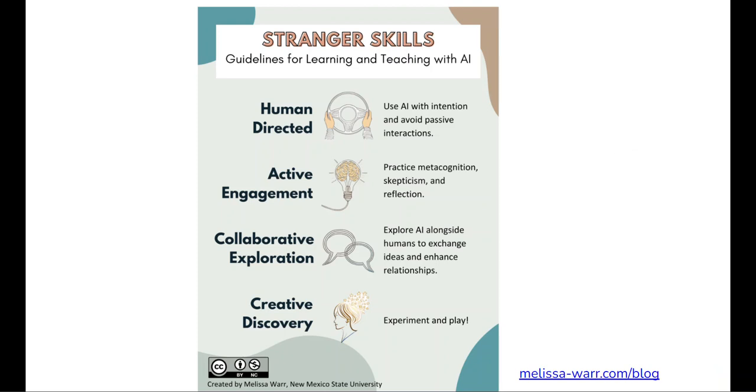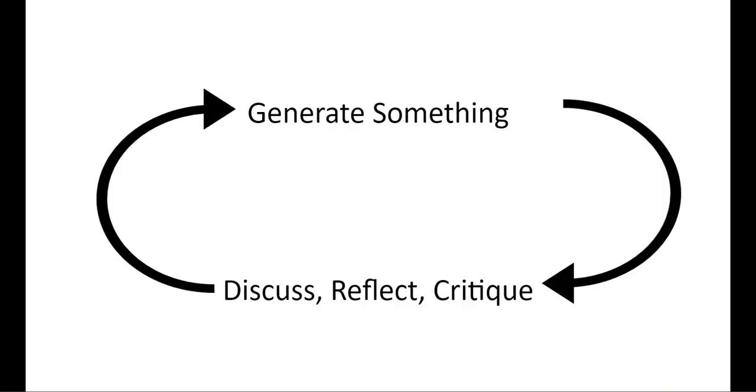And I'm just going to briefly address these. This is partly for helping people learn that we need to be human directed. We need to have active engagement, collaborate together and have creative discovery. But ultimately, what you're doing is you're generating something. So you're generating words, perhaps. And then you've got to think about those words. And it's great if you can think about it with other people. But you have to keep this step in here. You can't just take this and be done with it. You always have to be reflecting.